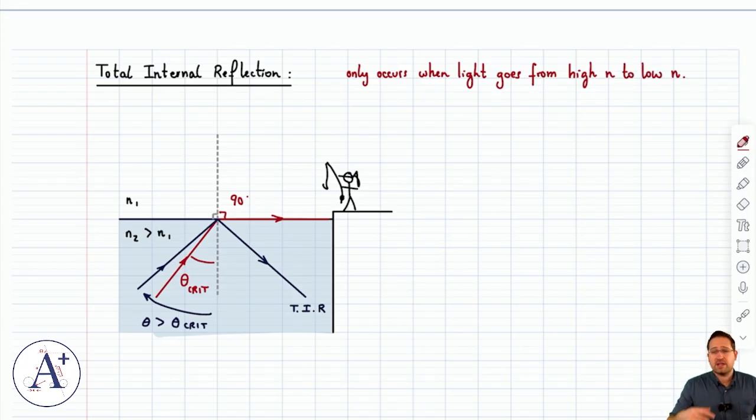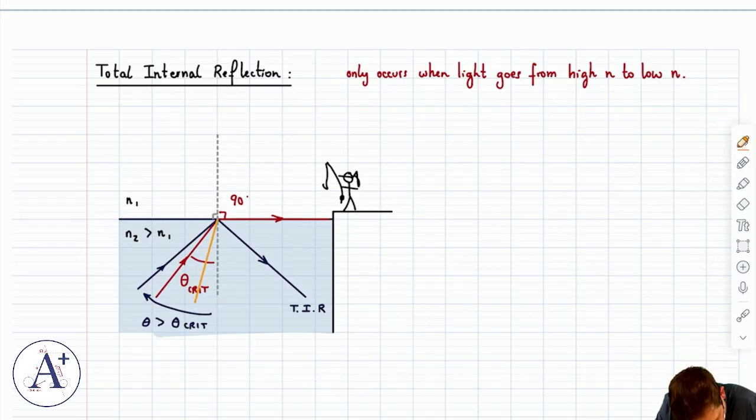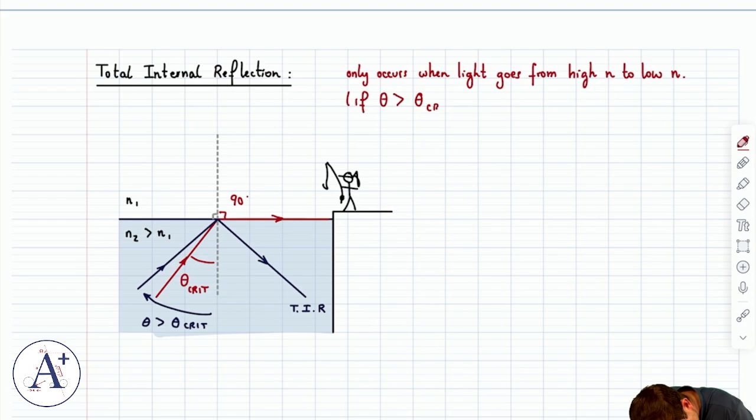Okay, but it's not every time. Sometimes, for example, if you had an angle that is smaller than theta critical, then like we drew before, light will exit. So I should say this is not a correct statement. I would say if theta is greater than theta critical.